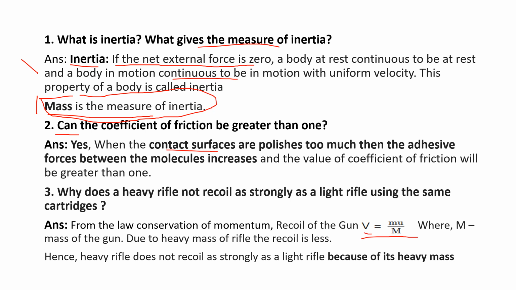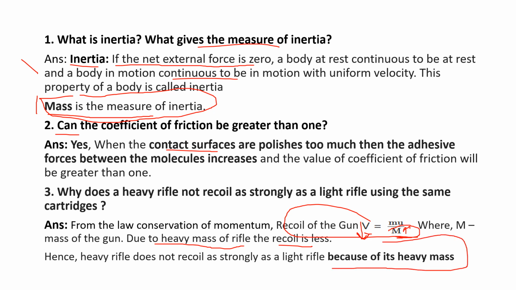Recoil of the gun is inversely proportional to the mass of the gun, which means if the mass of the gun increases, then recoil will decrease, right? Because inversely proportional, if the mass of the gun increases, the recoil of the gun will definitely decrease. That is the reason we are describing here. Due to the heavy mass of the rifle, the recoil is less. So hence the heavy rifle does not recoil as strongly as a light rifle because of its heavy mass. That's it. So don't forget to write this.